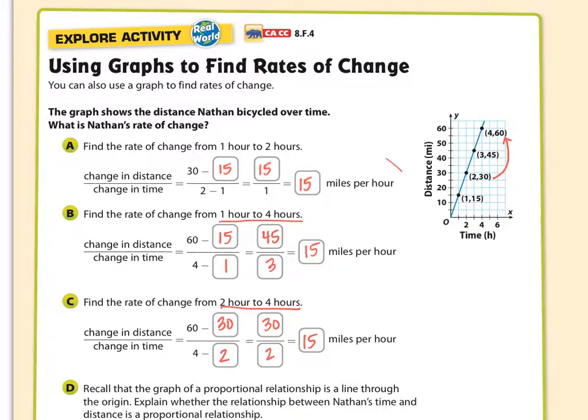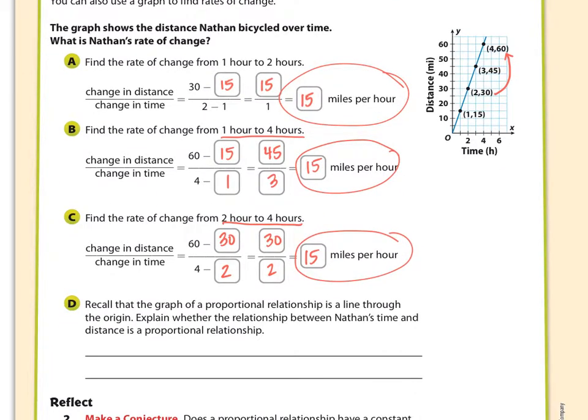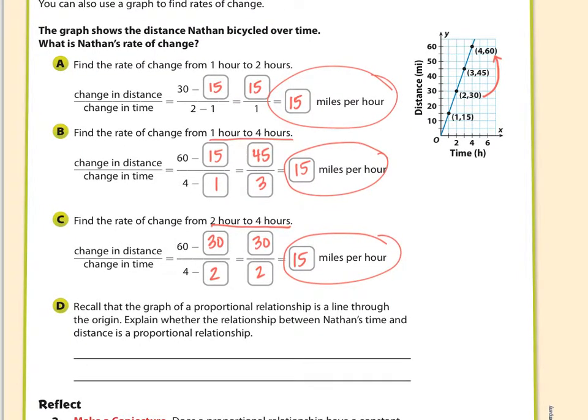So what do you notice about all of our rates of change? Is this constant? Part D says, recall that the graph of a proportional relationship is a line through the origin. So this is important. It's through the origin. And I'm going to mark it on the graph. There's the origin right there. Explain whether the relationship between Nathan's time and distance is a proportional relationship.